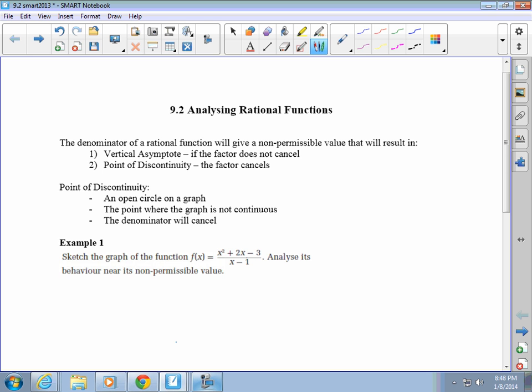You will have a point of discontinuity if your factors cancel. So if you factor everything out and you're able to cancel something, or you're able to cancel everything out of your denominator, you're going to have a point or points of discontinuity. A point of discontinuity is just that. It's discontinuous. It means that at a certain point, your graph won't exist, and then once you go past that point, your graph will start up again. So to show that, we draw an open circle. It's the point where your graph is not continuous, and it exists when you have a denominator that has a factor that will cancel. So we're going to try some of this.